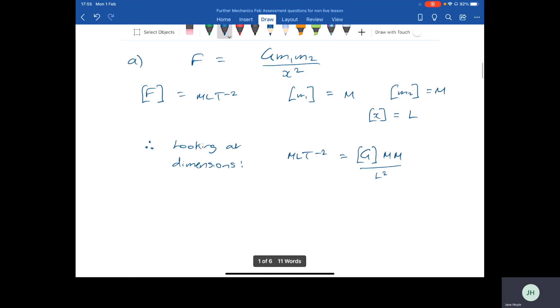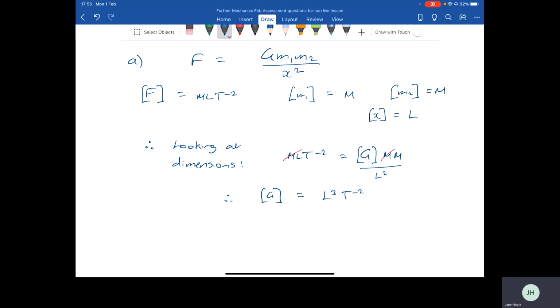And now we just want to rearrange the equation. We want to rearrange the equation because we want to know what the unit, sorry, the dimension of G is. So you can cancel M from both sides. So that's going to take me to multiply through by the L squared. So it's going to make me L cubed.